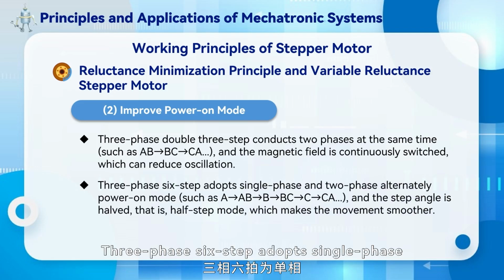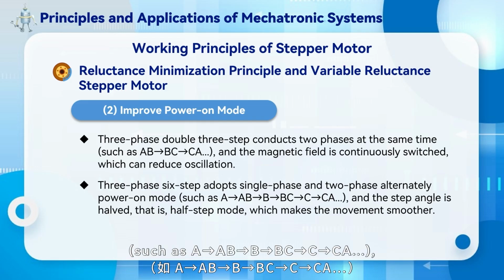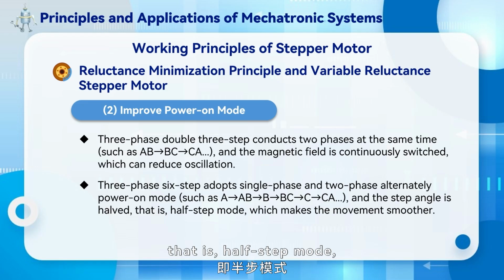3-phase 6-step adopts single-phase and 2-phase alternately power-on mode, such as A to AB, to B to BC, to C to CA, and the step angle is halved, that is, half-step mode, which makes the movement smoother.